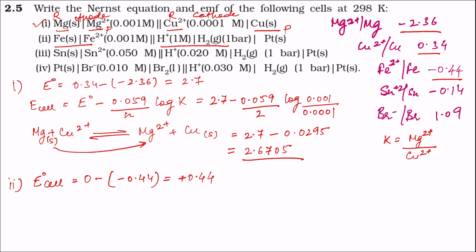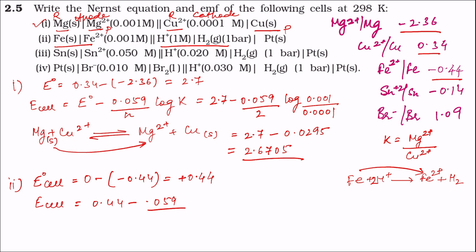Then according to the Nernst equation, EMF of the cell will be E naught cell, that is 0.44, minus 0.059 by N. Now here iron is changing into Fe2+ ion, H+ is changing to hydrogen. So cell reaction is Fe plus H+ forming Fe2+ plus hydrogen gas. Now to make the number of electrons lost equal to number of electrons gained, Fe is losing 2 electrons and changing into Fe2+. So you need 2 H+ ions to accept these 2 electrons and change into hydrogen gas. So number of electrons involved is 2.